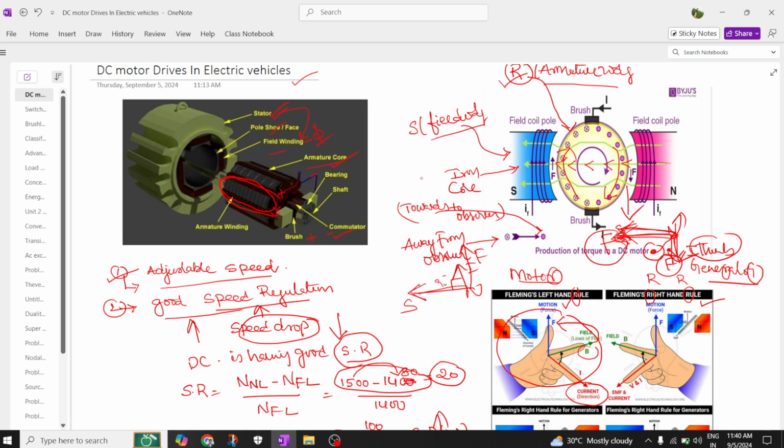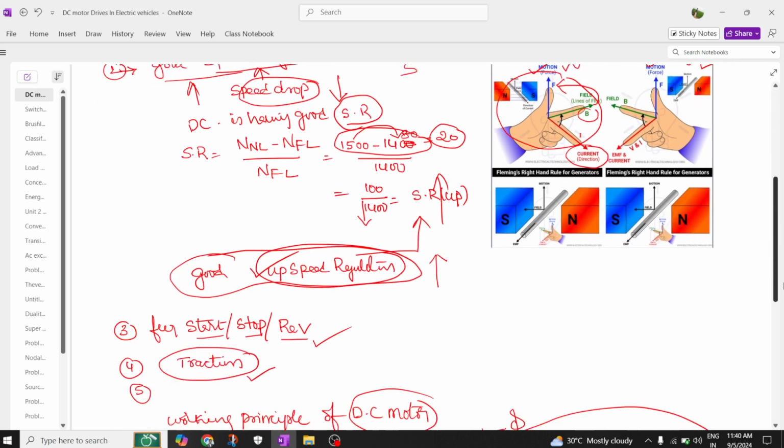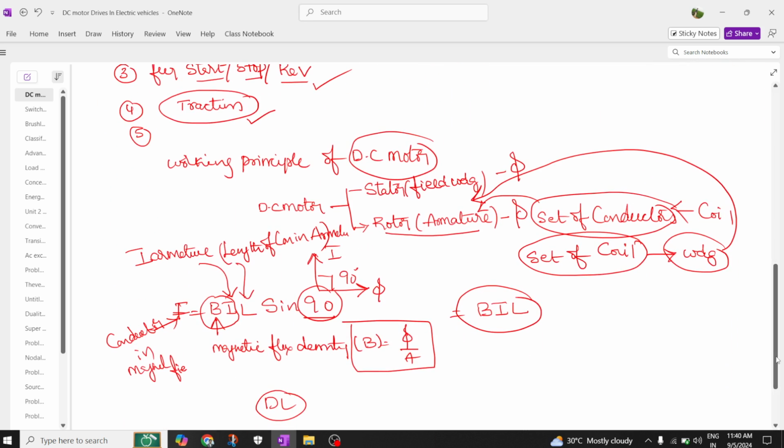Through the positive terminal it goes to the brush, through the brush it goes to the commutator, and through the commutator it goes to the armature winding. That's how the interaction happens between the flux produced in the field and the flux produced in the armature. Due to this interaction, a force is developed like this. This force will pull one side in the downward direction and the other side in the upward direction. By applying Fleming's left hand rule, that's how torque is developed in a DC motor. So this is all about the basics of a DC motor. Now let's derive the expression for the torque induced in a DC motor.